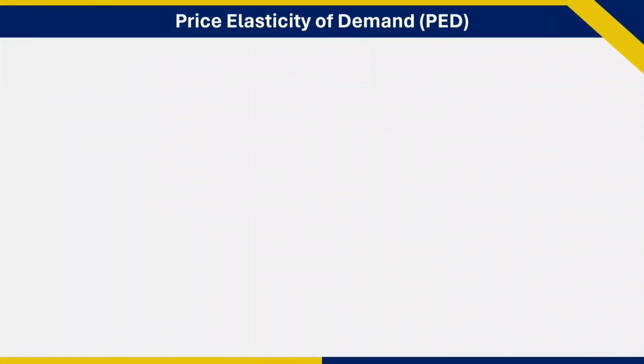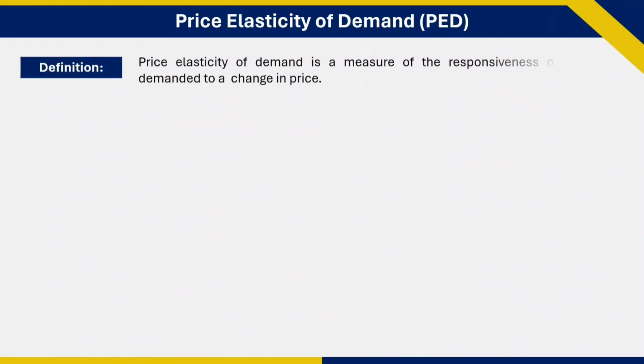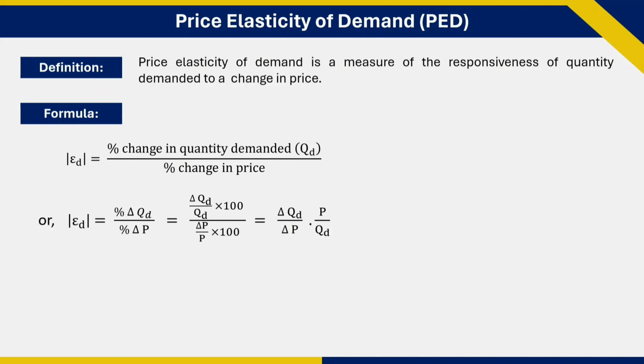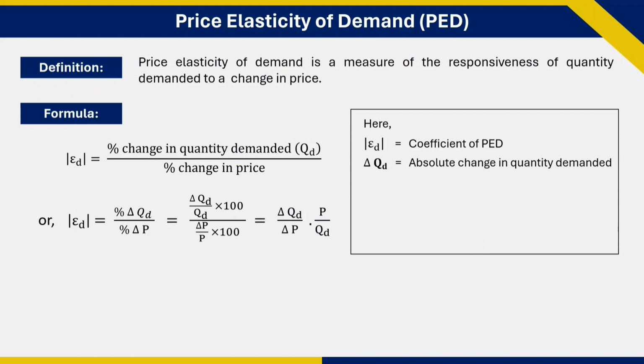Now we'll learn about the price elasticity of demand. Price elasticity of demand is the measure of the responsiveness of quantity demanded to a change in price. According to the concept, the formula of price elasticity of demand equals percentage change in quantity demanded divided by percentage change in price, or (change in quantity demanded by quantity demanded times 100) divided by (change in price by price times 100). And finally, we get the formula: change in quantity demanded divided by change in price, times price divided by quantity demanded.